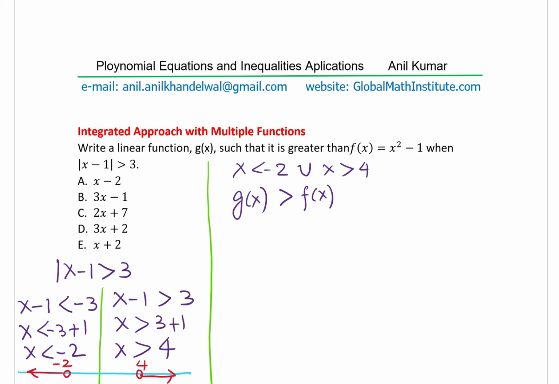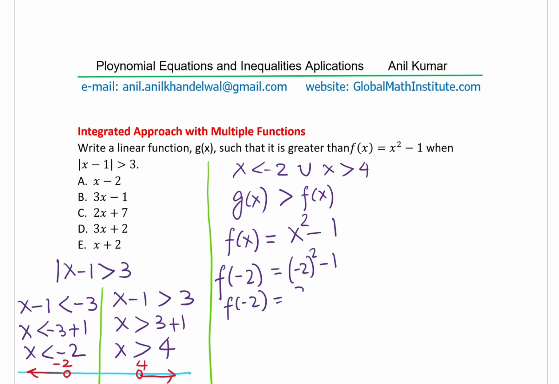On the function f of x, which is given to us as x squared minus 1, let us find the y values when x is minus 2. So we get minus 2 whole squared minus 1. So f of minus 2 is equal to 4 minus 1, which is 3. And similarly, let's find the value when x is 4. In that case, we get 4 squared minus 1, and f of 4 for us is 16 minus 1, which is 15.